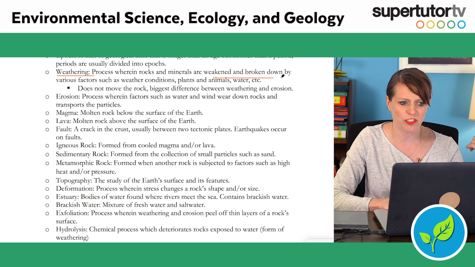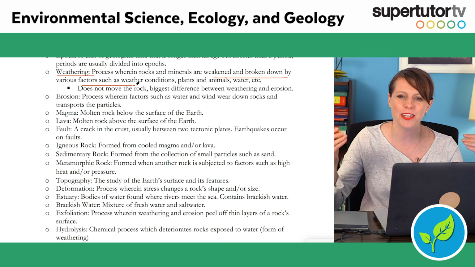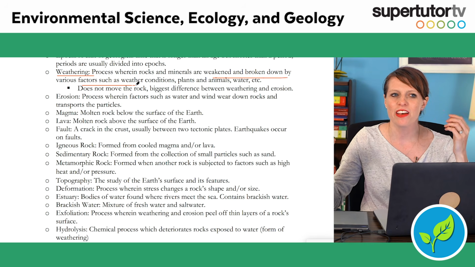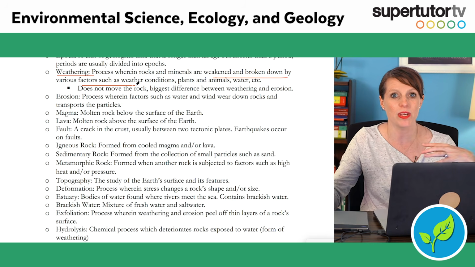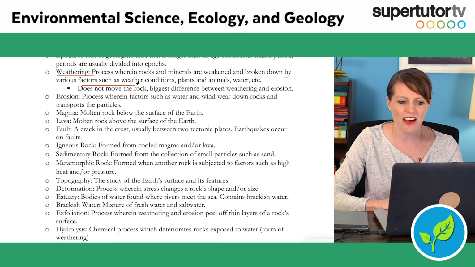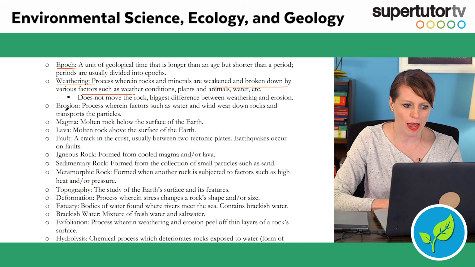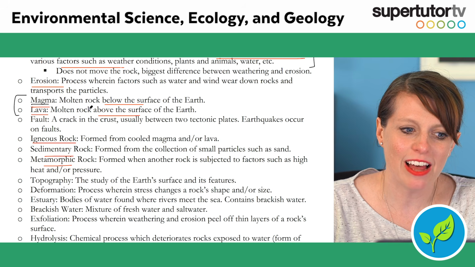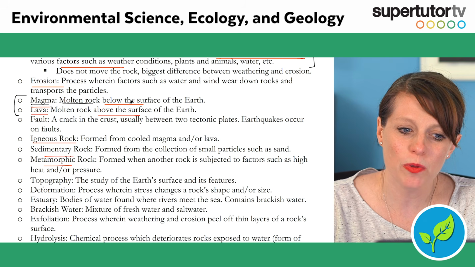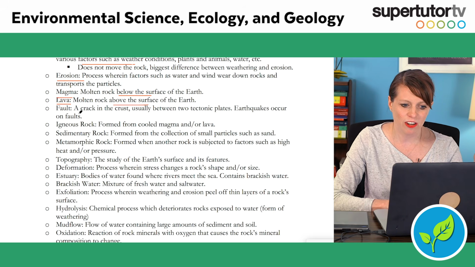Weathering is the idea that things are broken down by weather, which seems really simple and straightforward. A lot of times too, on these outside information questions, they're logical in some way. So even if you don't know exactly what the answer is supposed to be, you can kind of figure it out if you use common sense. But just some basic vocabulary. Erosion, water and wind wear down rocks. Magma is like lava. It's molten rock, but it's below the surface of Earth, whereas lava is above the surface of Earth. Fault, a crack in the crust.